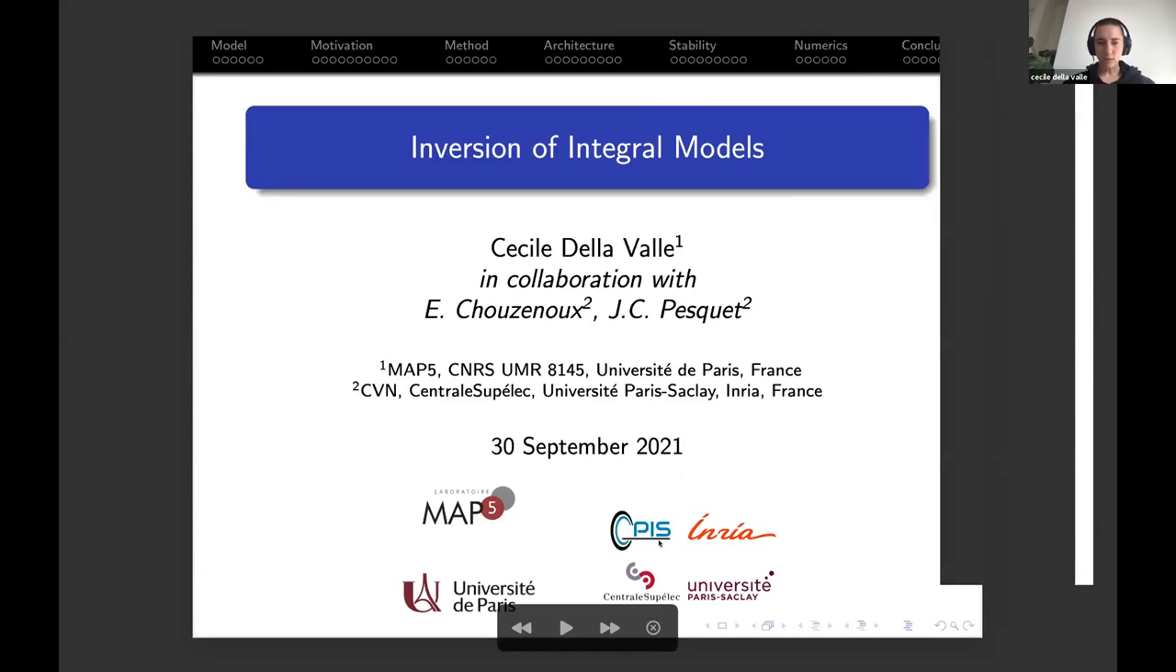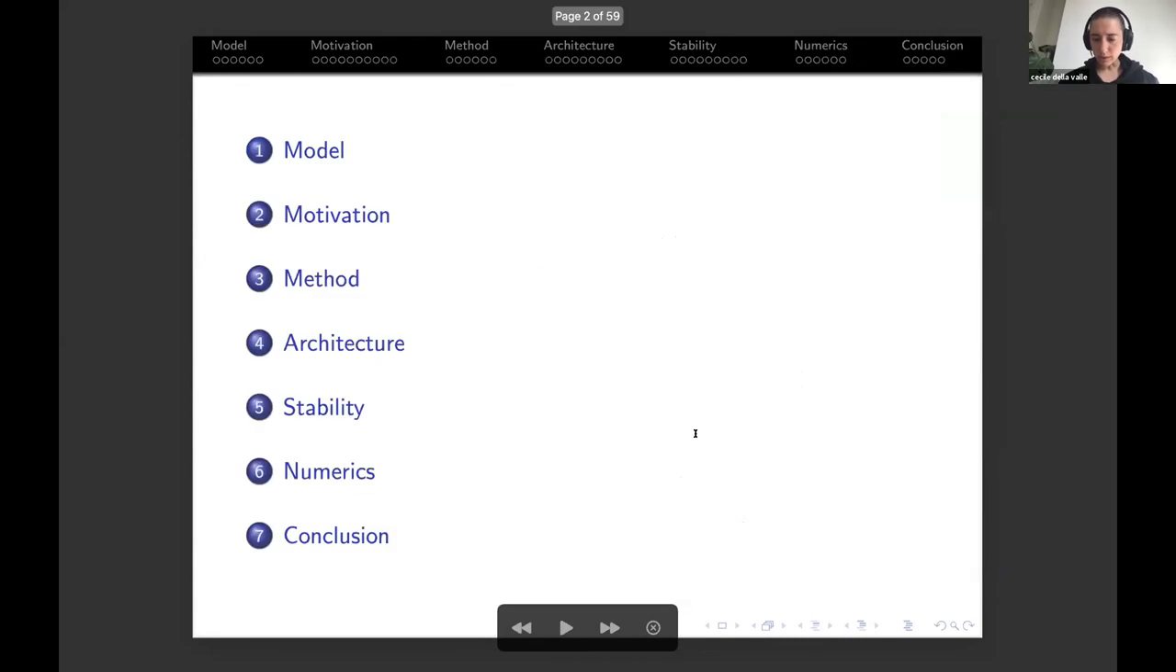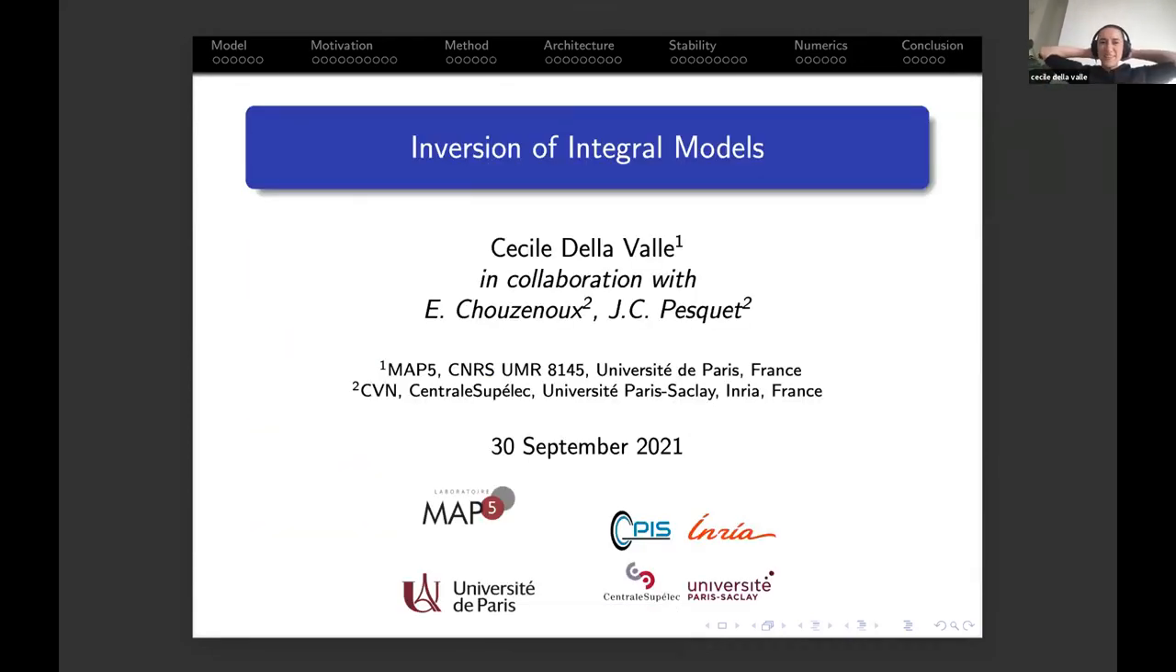Okay. So hi everyone. I will present a work that I have done with Émilie Chouzenoux and Jean-Christophe Pesquet on inversion of integral models using a neural network. And more specifically, I'm going to focus on the Abel integral.